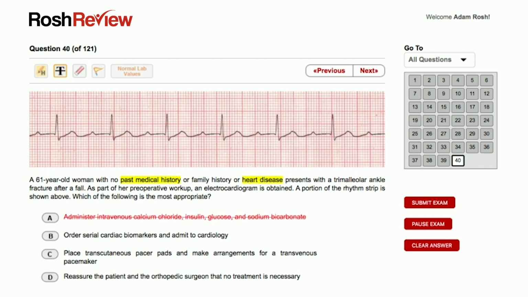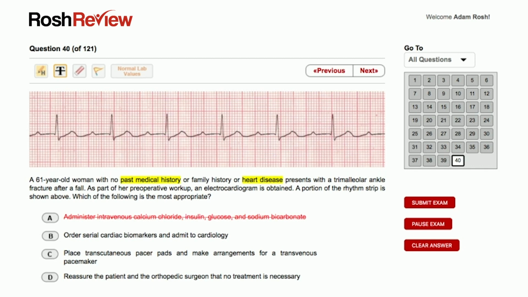Answer choice B, order serial cardiac biomarkers and admit to cardiology. Well, with an abnormality in an ECG and an older woman who's 61, it's something to think about, right? However, in this case, the patient is otherwise asymptomatic. She has no past medical history or heart disease, and really a first degree heart block on an ECG can be abnormal, but it doesn't necessarily mean that there's disease, right?